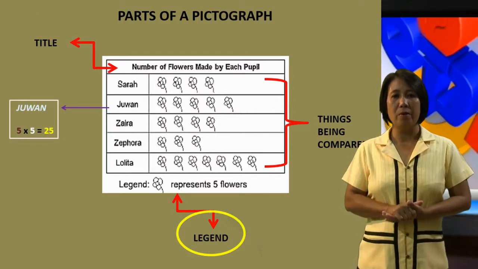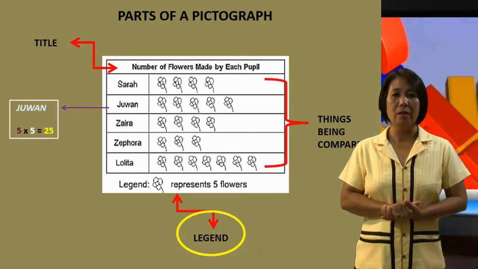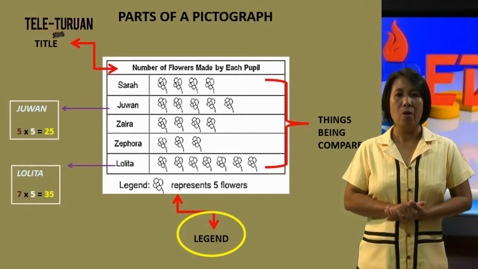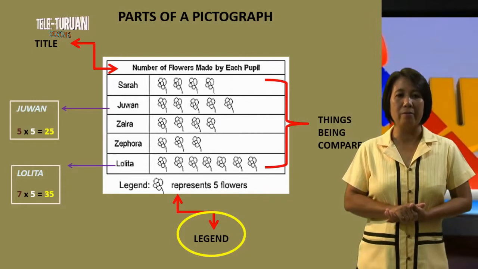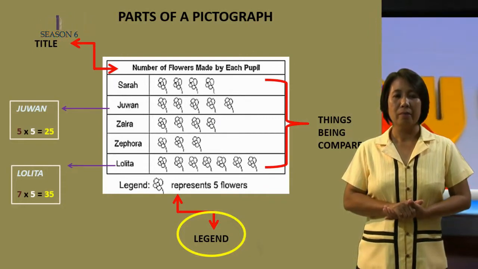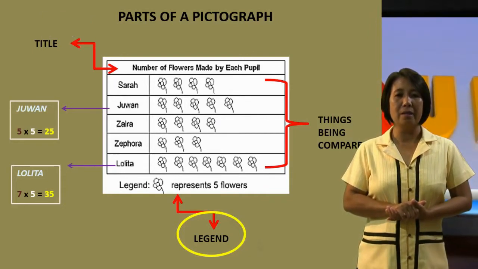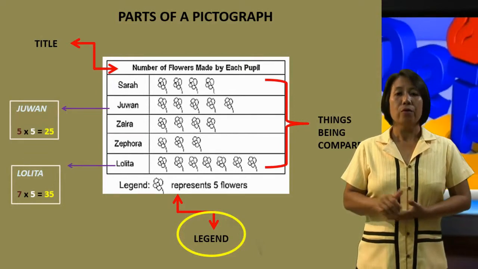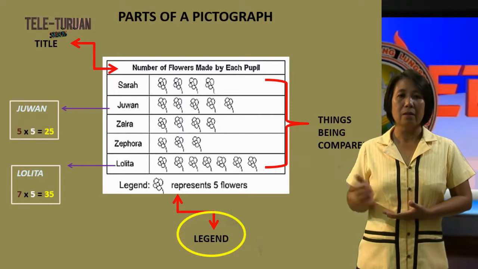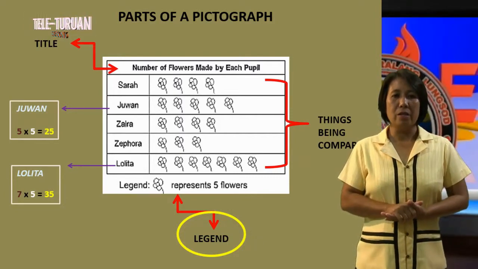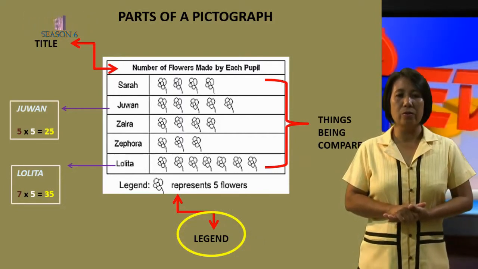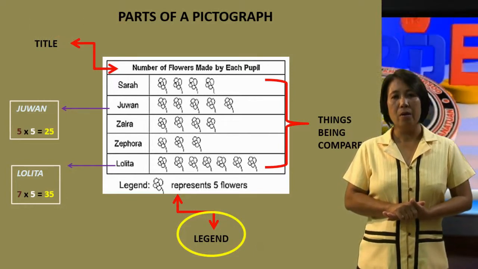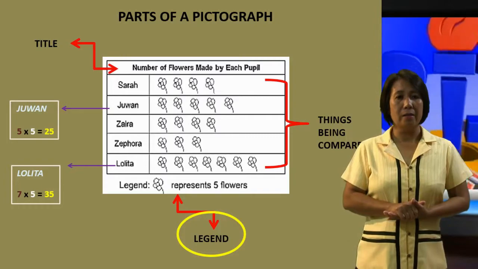Can you tell us how many flowers Lolita made? If she has 7 flowers across her name, we have to multiply it by 5 as indicated by the legend. And we come up with 35. Correct. We just continue doing the process to know how many flowers each pupil really made. Quite a lot of work, right?